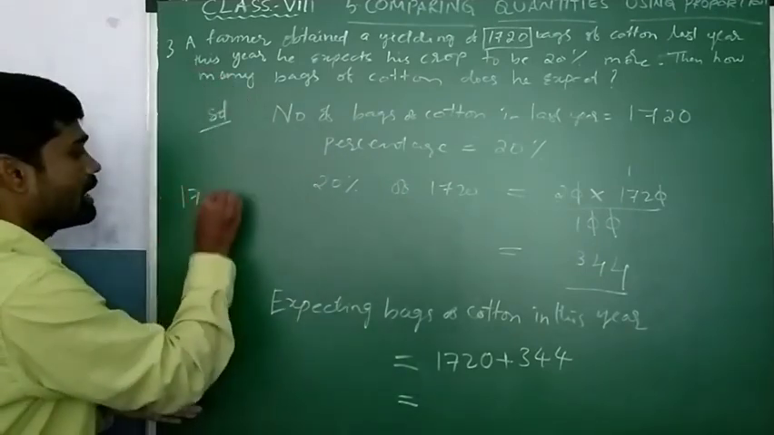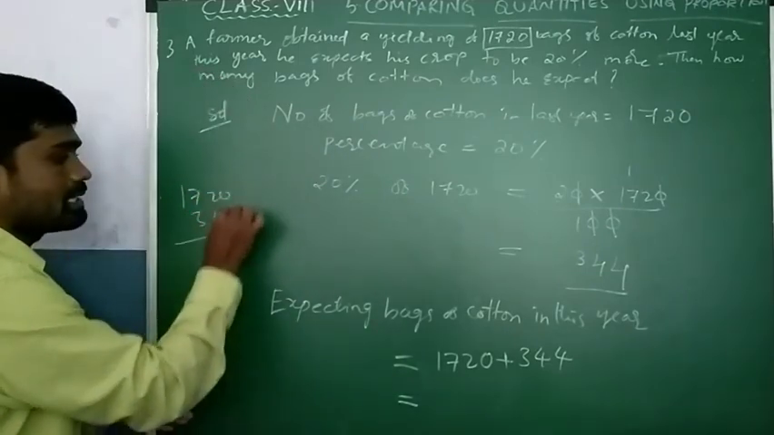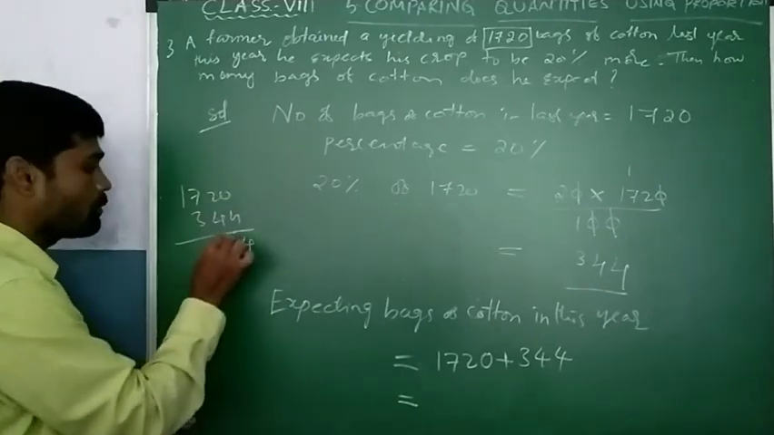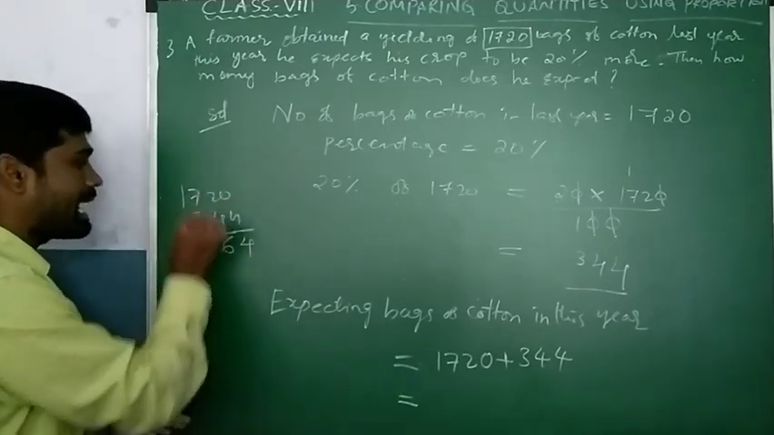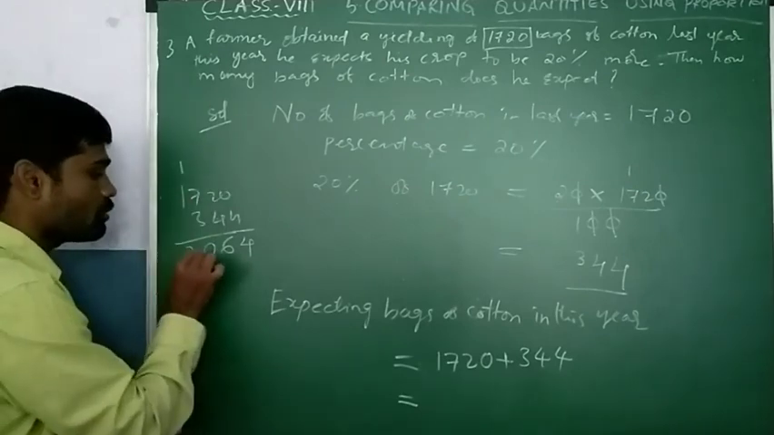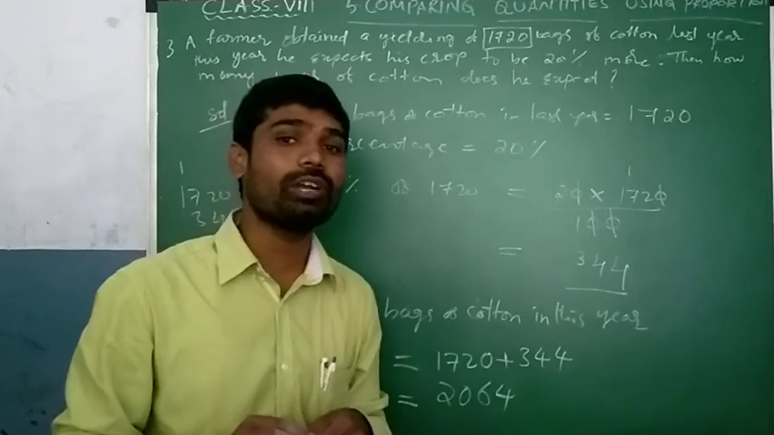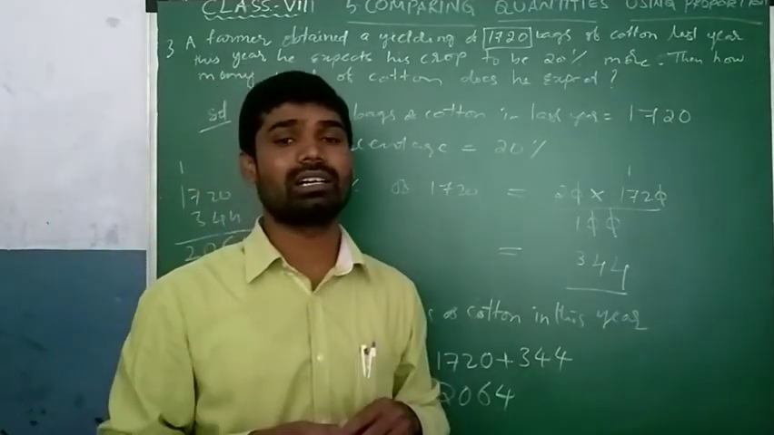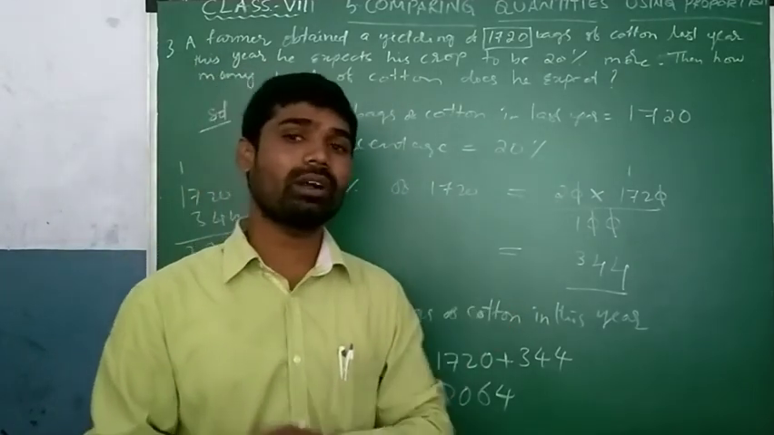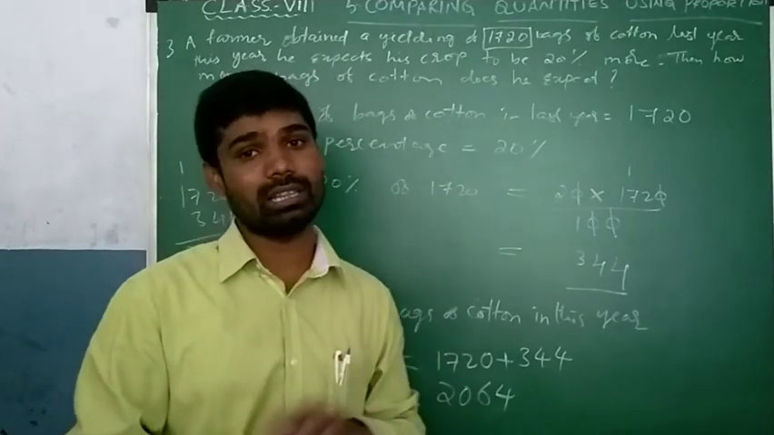So 1720 plus 344: 0 plus 4 is 4, 2 plus 4 is 6, 7 plus 3 is 10, so 1 carry. Then 1 plus 1 is 2. So total how many bags? 2064 bags are expected this year. So this is the important problem, which is very important in the exam.